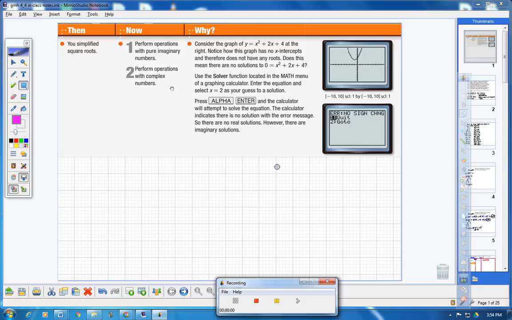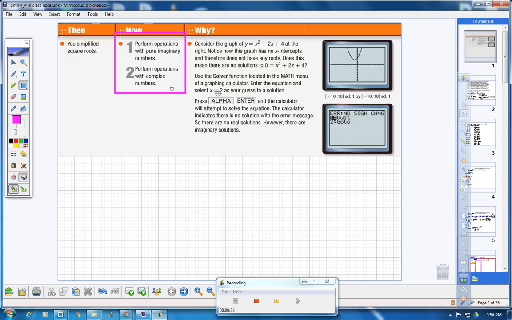We're looking at the complex numbers. All right? What have we done? The prerequisite knowledge that we will need is knowledge of our perfect squares and knowledge of when we simplified square roots by what I call rooting out the perfect squares. What are we doing now? Well, we are going to perform operations with pure imaginary numbers and perform operations with complex numbers both.